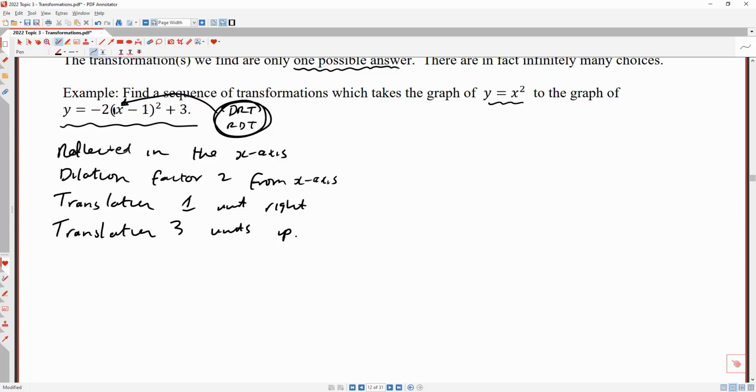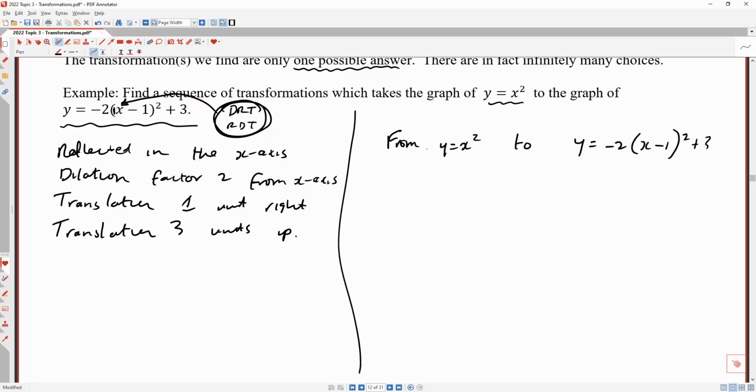What if you're not so sure? Alright, well here's the process that we use to get the transformations to us, and we can do this for any function, starting with a function going to another function. So we're going to go from y equals x squared to y equals -2 (x take 1) all squared plus 3. So we're going from this function to this function here. Now this was the original, this was the image, so we're going to put our images in here.